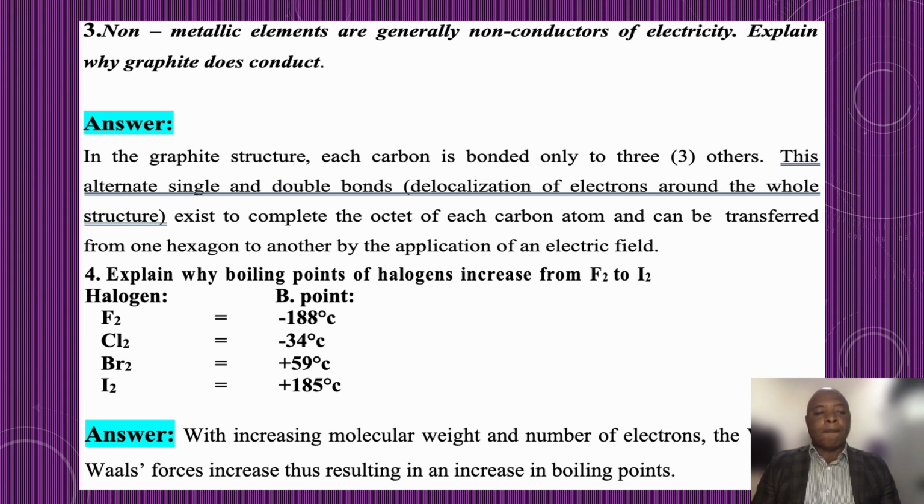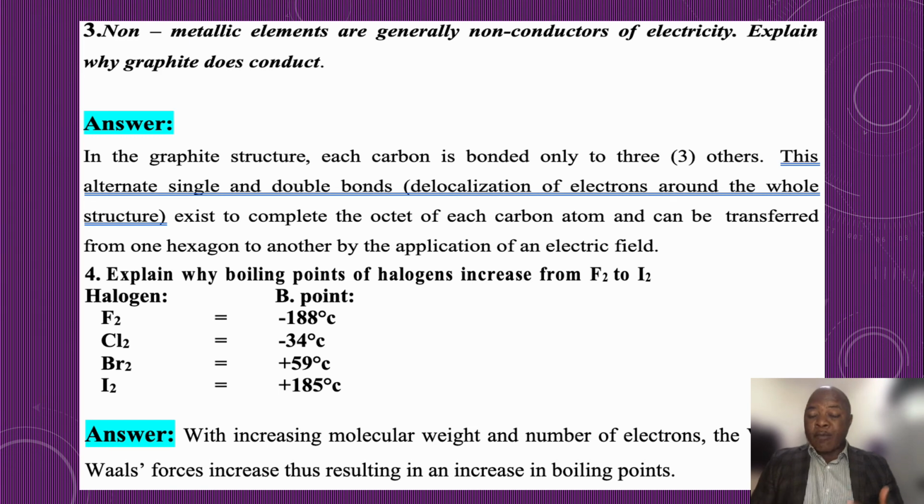Question number 4. Explain why boiling points of halogens increase from fluorine to iodine. You see the boiling points of the halogens: fluorine, chlorine, bromine, and iodine. Their boiling points are increasing as you go down the group. Why is this so? Explain. The simple answer is electrons increase as the molecular weight is increasing. With increased molecular weight and number of electrons, what happens? The van der Waals forces will increase down the group.